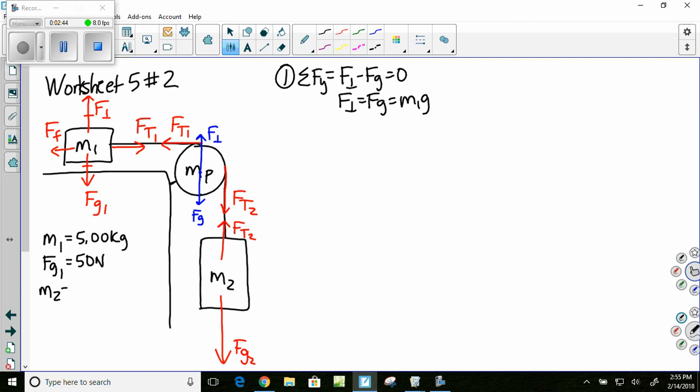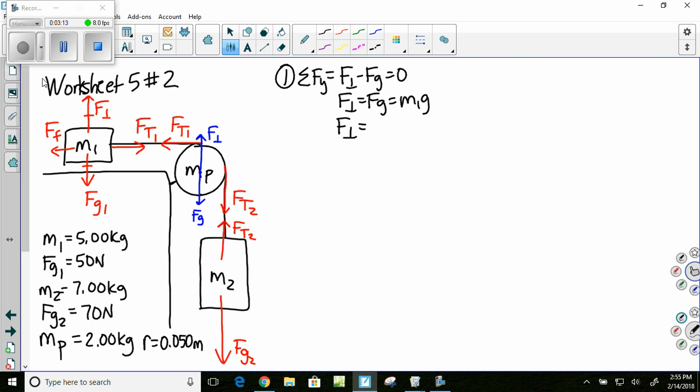Mass 2 was 7 kilograms. So weight 2 is 70 newtons. And the mass of the pulley was 2 kilograms, with the radius of the pulley being 0.050 meters. Okay, we'll add other knowns as we need to. So the normal force is equal to 50 newtons.